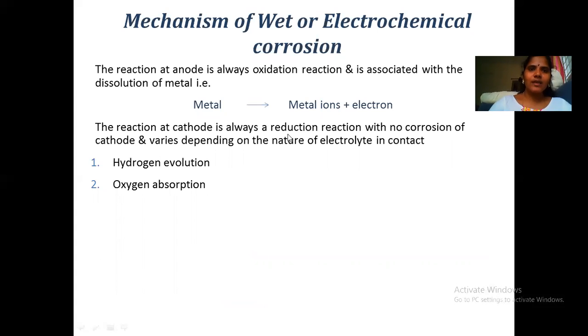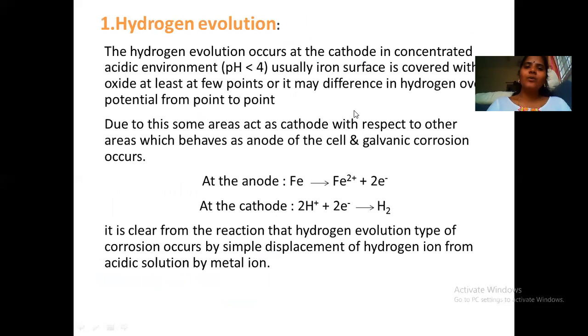Let's discuss the mechanism of wet corrosion or electrochemical corrosion. So I told you there are two possibilities, depending on which medium we are using, which type of electrolyte we are using, the metal may have two different types of electrochemical corrosion, that is hydrogen evolution and oxygen absorption. Whatever may be the cathodic reaction, the anodic reaction is the same, simple, that is the metal produces a metal ion and releases the electron. Hydrogen evolution.